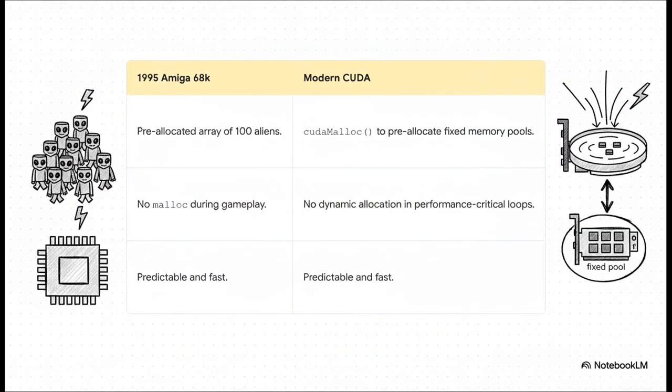Now remember our pool primitive? Well, guess what? It is still the absolute gold standard in GPU programming. You never ask for new memory or malloc in a performance-critical loop, ever. Instead, you use a function like cudaMalloc to pre-allocate everything you could possibly need right up front into a fixed pool. And why? For the exact same reason as 1995. It's predictable and it's fast.